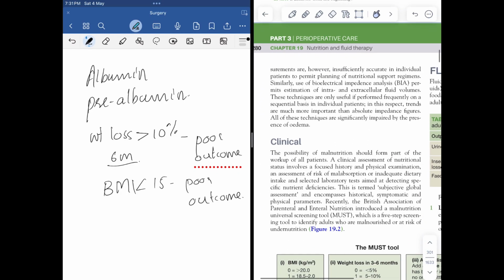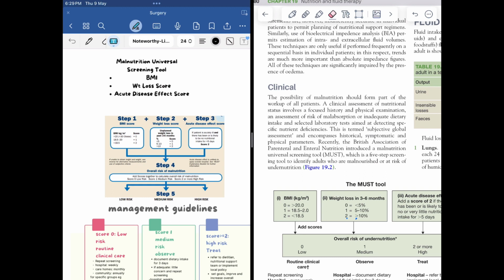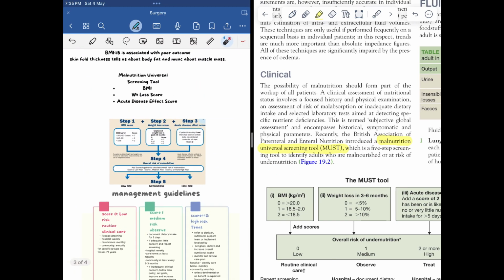Now clinical examination. In this we have something known as the MUST screening tool. This is introduced by the British Association of Parenteral and Enteral Nutrition, and this is a 5-step screening tool to identify adults who are already malnourished or at risk of undernutrition. And let's look at it in detail.